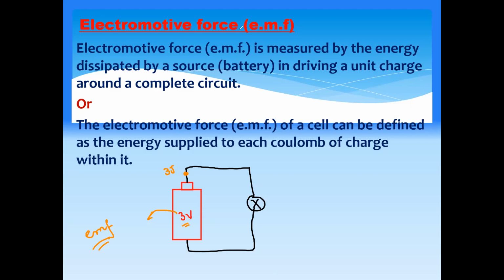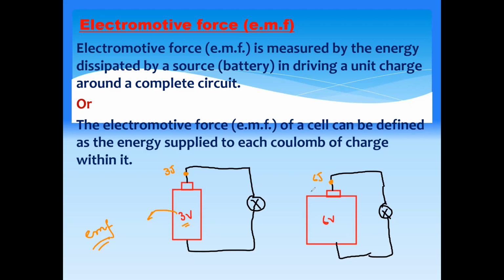So the EMF of the battery or the cell refers to how much energy is supplied to 1 coulomb of charge. So if we have a large battery labeled 6 V and we connect a wire, then when 1 coulomb of charge is produced by the chemical reaction and comes out, how much energy will this charge carry? It will carry 6 joules of energy, because how much energy each coulomb of charge carries, or how much energy is supplied to 1 coulomb of charge, we call that electromotive force, or EMF.